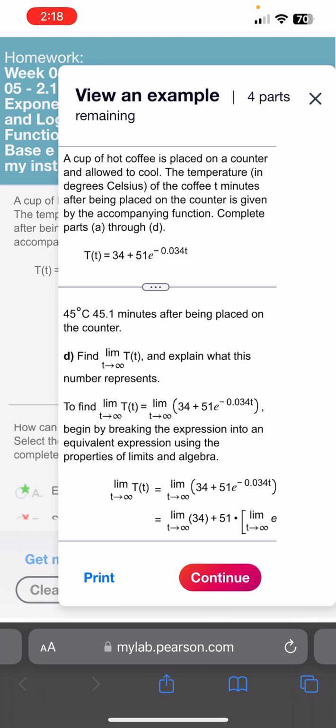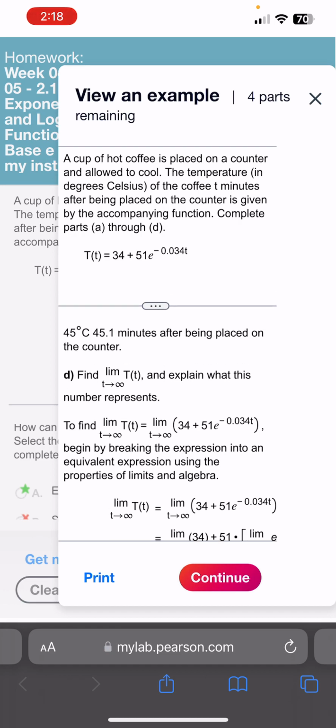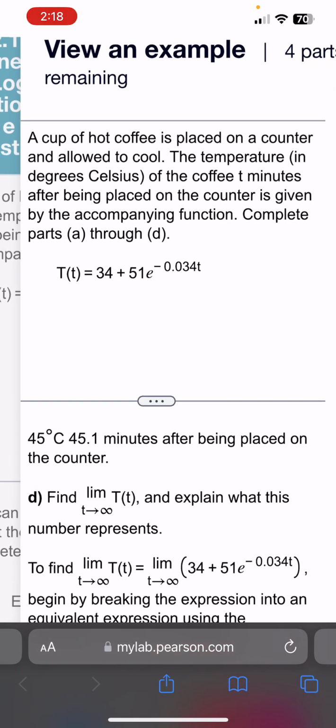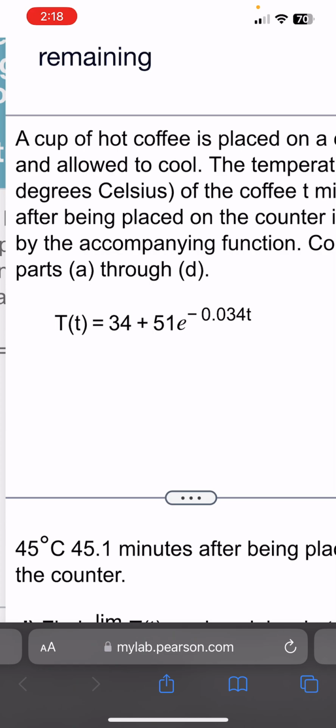Okay, here it is. So find the limit as lowercase t runs to infinity. If we let it cool indefinitely, what happens to our function? I guess it's going to be the room temperature. Notice that the exponential is raised to a negative power, so a negative exponent means it's really a fraction. So that's really 51 over e to that power.